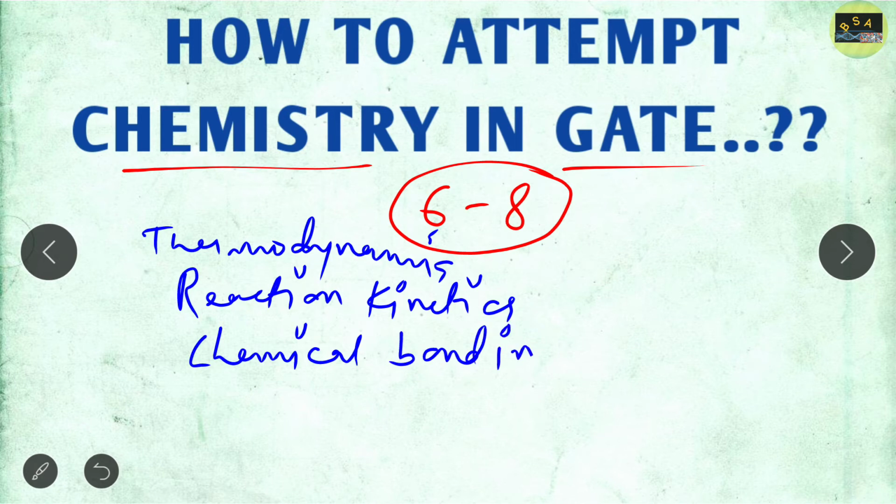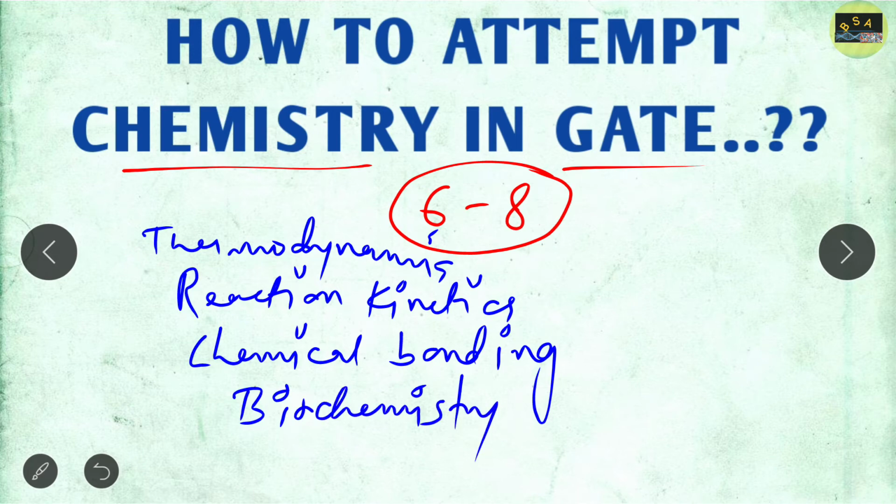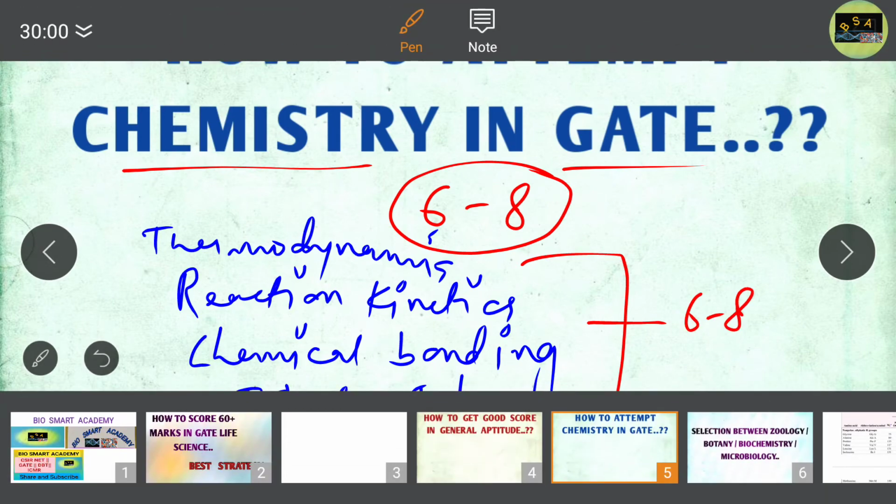And in the new syllabus of GATE, as you know, there is a section of biochemistry as well. This is of your own syllabus, so there should be no problem attempting biochemistry. So if you read these four only, then you can easily get 6 to 8 marks in chemistry.